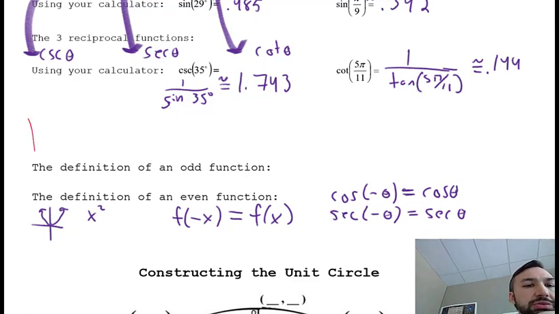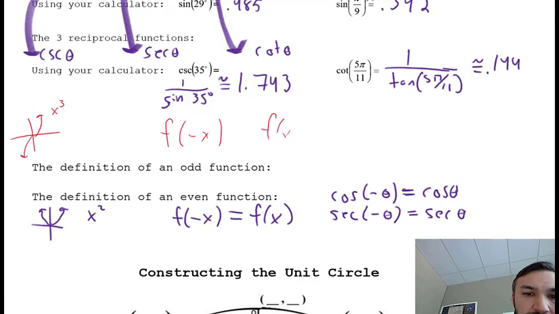An odd function would be like x cubed, and those are symmetric to the origin, meaning you could do a rotation of 180 degrees or flip it upside down. So whether you plug in a negative x or a positive x does make a difference. So they won't be equal, but they're equal if you multiply one of these by a negative. So that's the definition of an odd function.